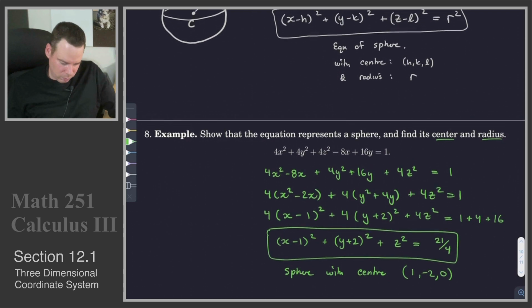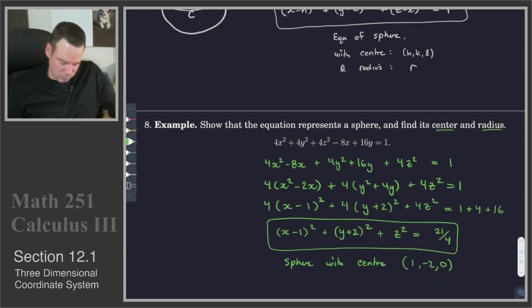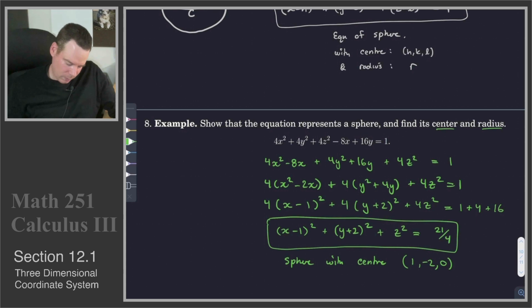Again, just compare with what we have up above. x minus h means h is the x component of the center. y minus k means k is the y component, and so on. So we've got 1, negative 2, and 0, and the radius is the square root of 21 over 4, or in other words, root 21 over 2.